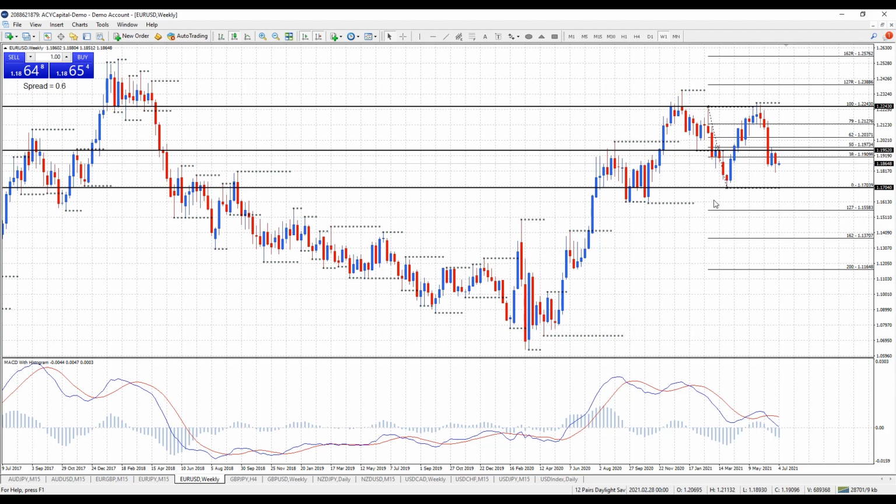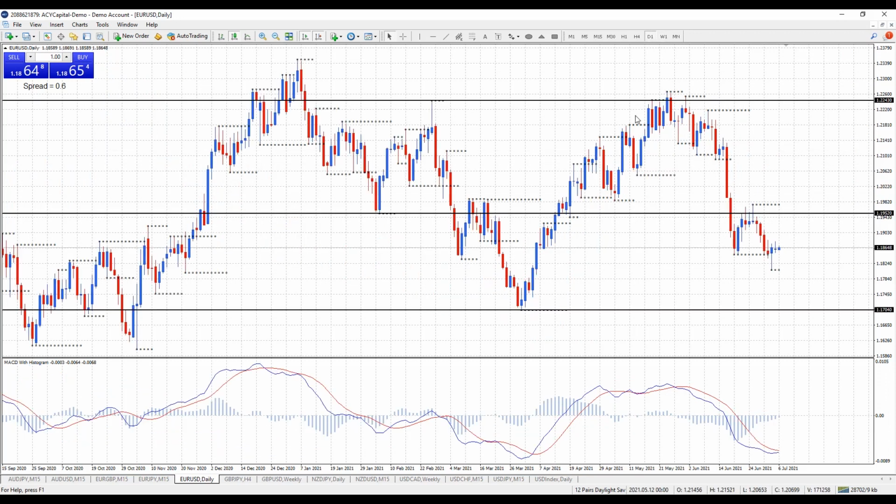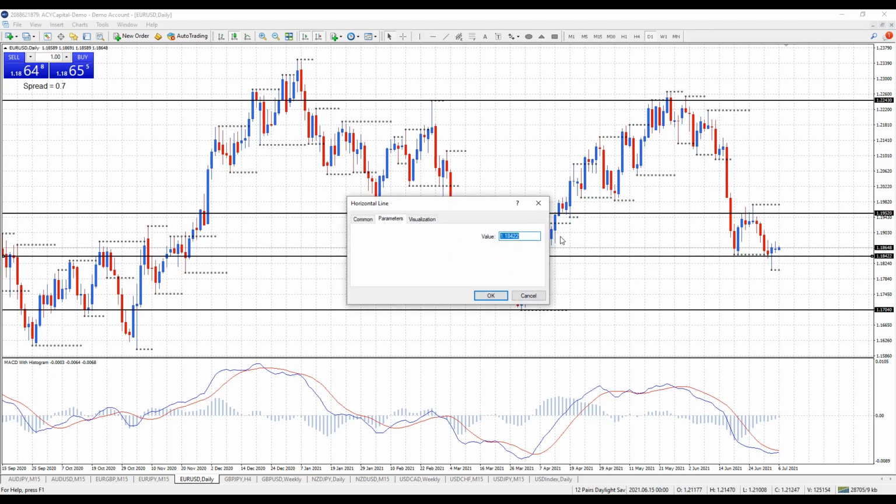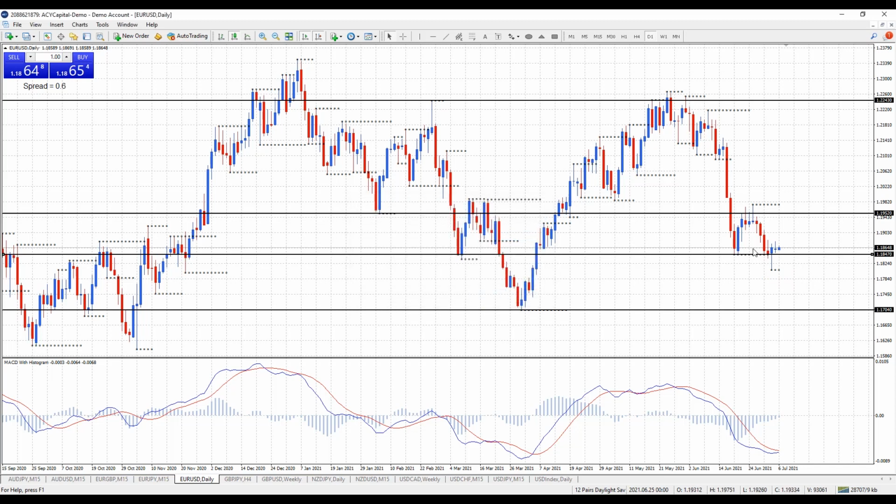Alright, let's move down to the daily, and I want to put in support and resistance for the daily. Currently daily support is at 118.47, where we're having a bit of a bounce at the moment. We had a rally on Friday when the US job figures came out and are bouncing at that level.